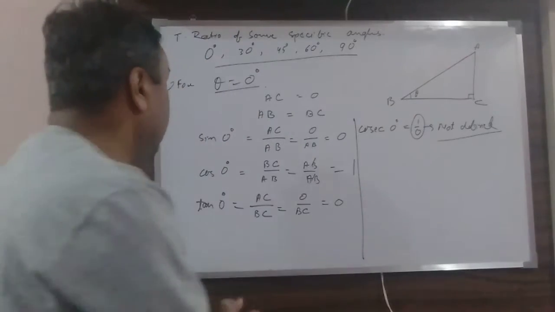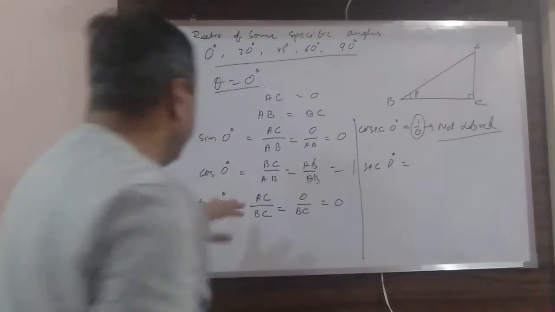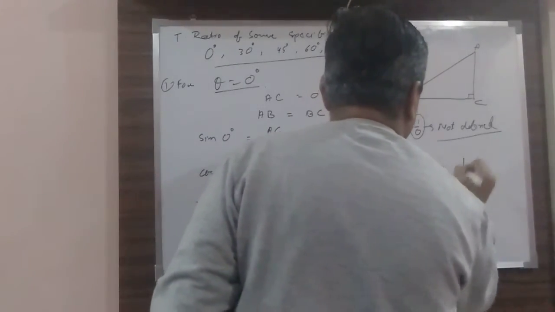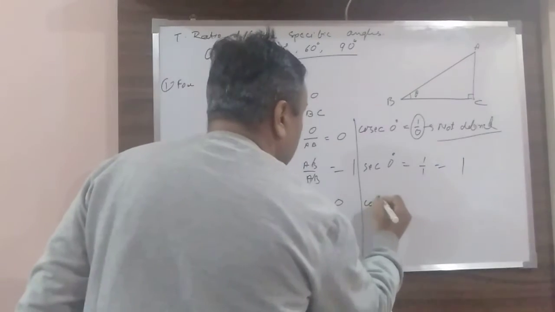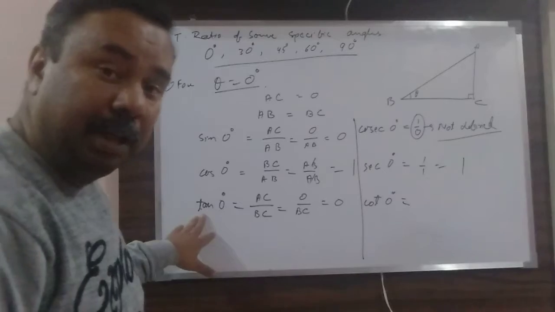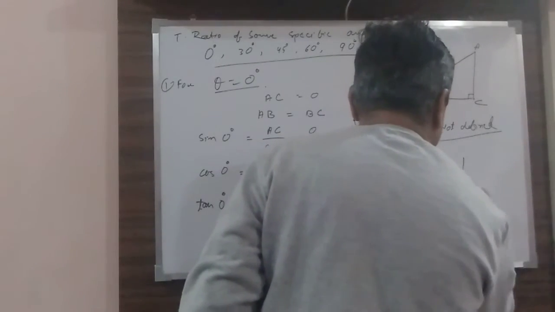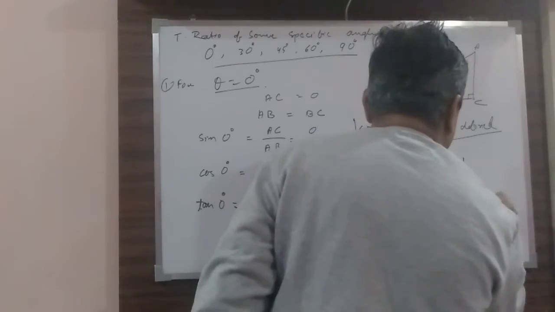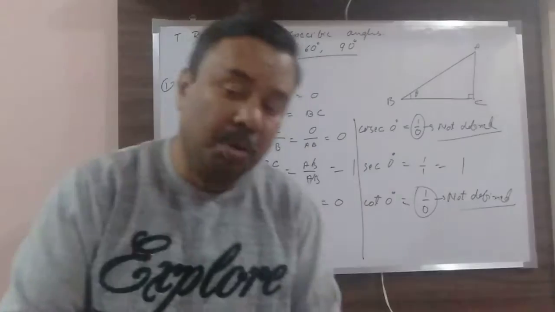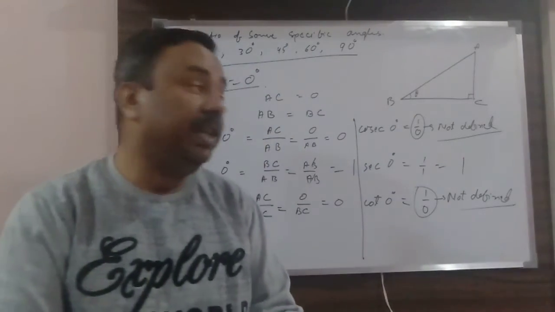Similarly, now what about sec 0 degree? Reciprocal of cos 0 degree. So it will be 1 by 1 equal to 1, and then cot 0 degree, again reciprocal of tan 0 degree. So it will be 1 by 0. Once again the same thing, so it will also be not defined. That means value of the ratio at 0 degree angle is not defined.